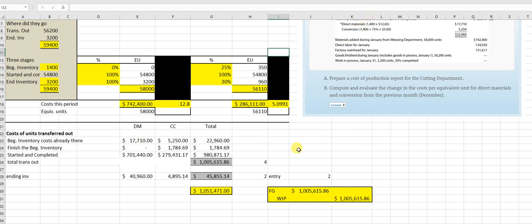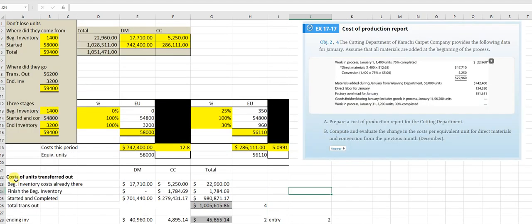Okay, then now I need to assign my costs. My costs are either transferred out or still here. So I have transferred out or ending inventory. So what is transferred out? Transferred out is beginning inventory. So I have 2 layers of beginning inventory. Beginning inventory costs that were already there.